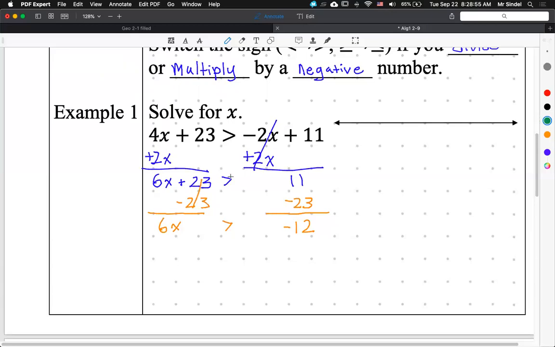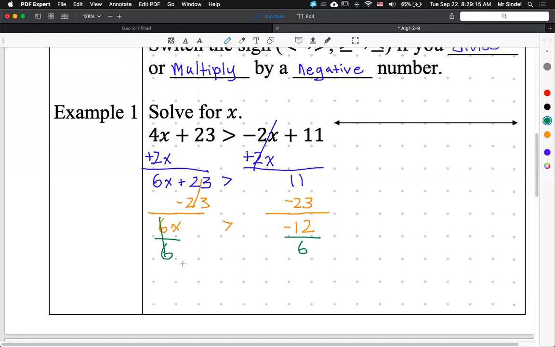Jose? Check your answer. I can't check my answer quite yet because I haven't solved for x. How do I get x by itself? Divide by 6. Okay. Divide by 6.